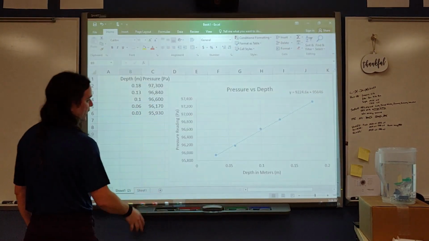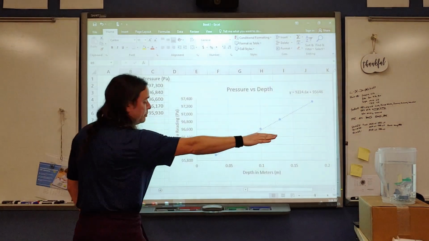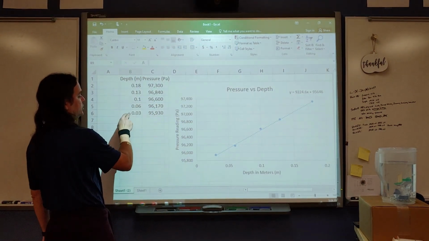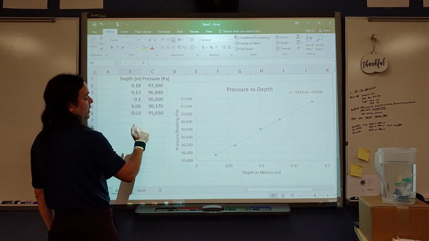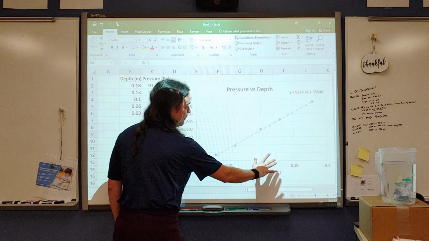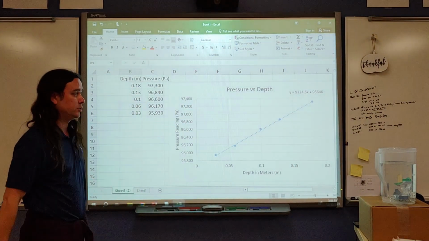So here's my actual data again, and I've set up my graph. So here's my depth. When I had this completely full, we were about 18 centimeters deep. When I had it mostly empty, we were about 3 centimeters deep. And then here are the pressures that I got from each of those. And when I graph this out, we can see that we do have a linear relationship, which supports our equation.